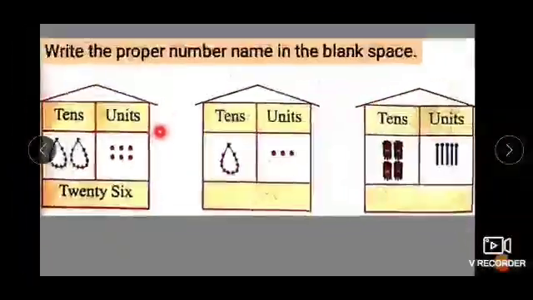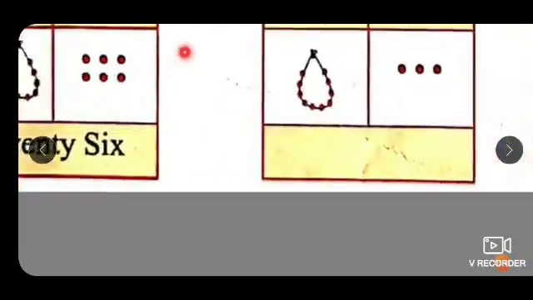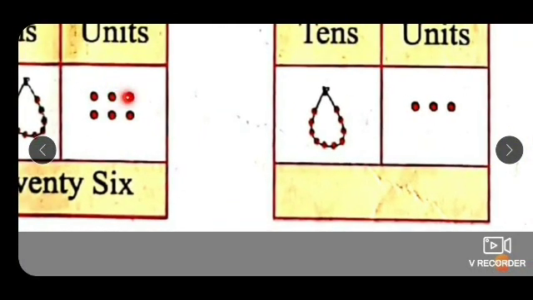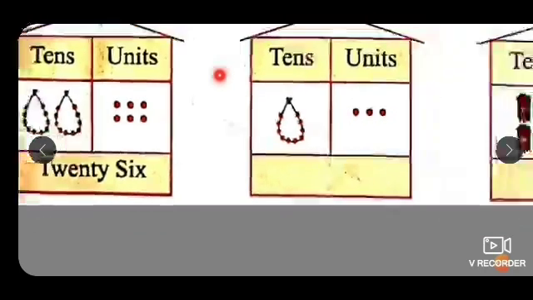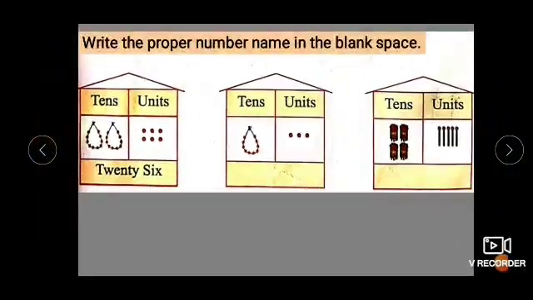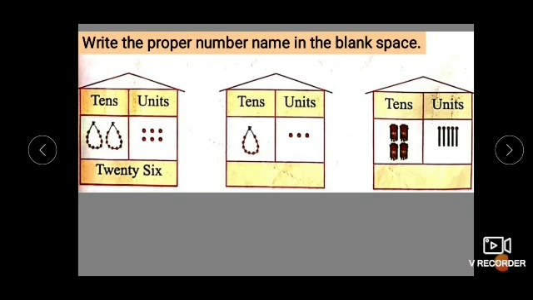Now in the tens place, how many tens can you see? 1, 2. 2 tens. 2 tens are 20. And in units, 1, 2, 3, 4, 5, 6. So 26 we are going to write in words. TWENTY-SIX. Same way we are going to solve these 2 pictures.